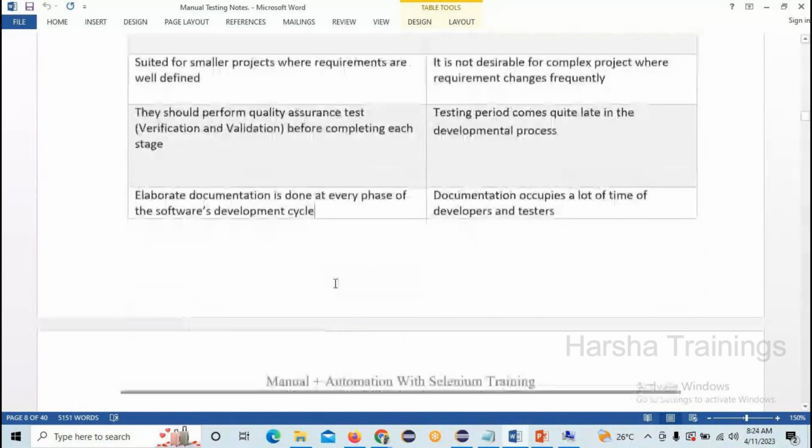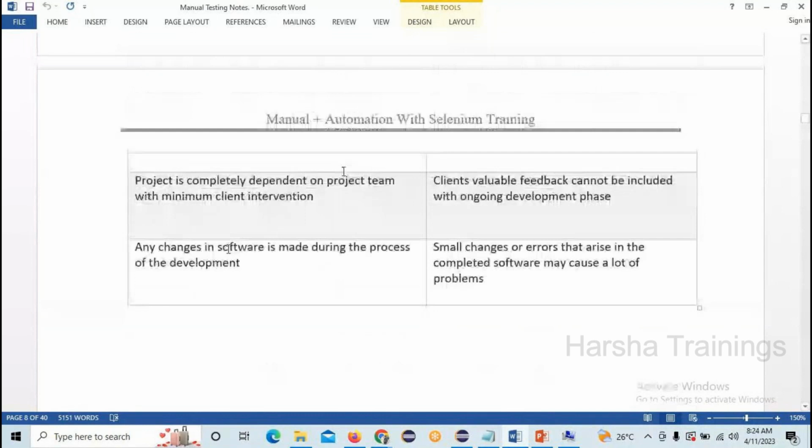Next one: the project is completely dependent on the project team with minimal client intervention. So there is no client intervention in this, and therefore client feedback cannot be included. Any changes in the software are made only during that phase of the process. After that we can't do it. Small changes or errors that arise in the completed software may cause a lot of problems. Because changes can't be made, by the end of the project we are going to see many bugs. That is called the waterfall model.